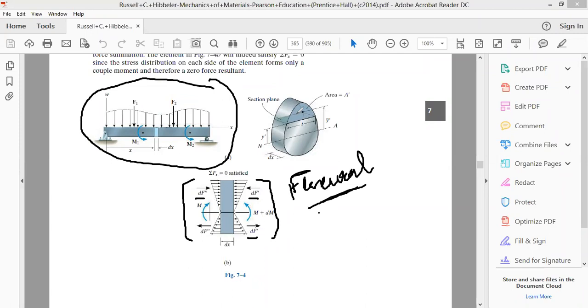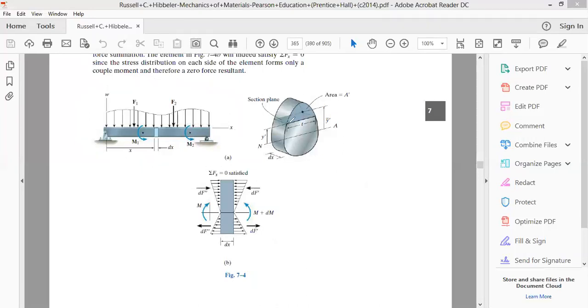We have already discussed that apart from these normal stresses acting on it, if you look at the sectional plane, the sectional plane is more or less like a rectangle. Its area will be the thickness, that is t, multiplied by dx. So t dx is the area of this sectional plane. Don't confuse the area of the sectional plane with this area, A prime. A prime is the area of this cross section above y prime, but t dx represents the area of the sectional plane.